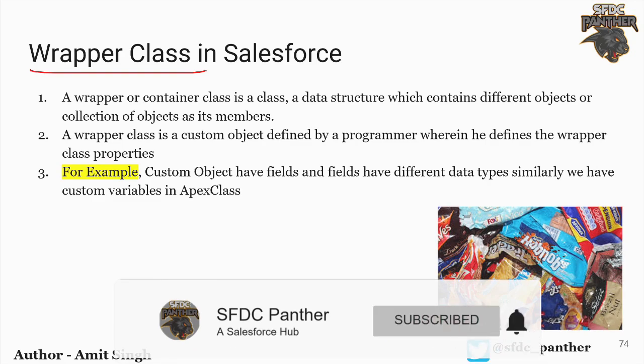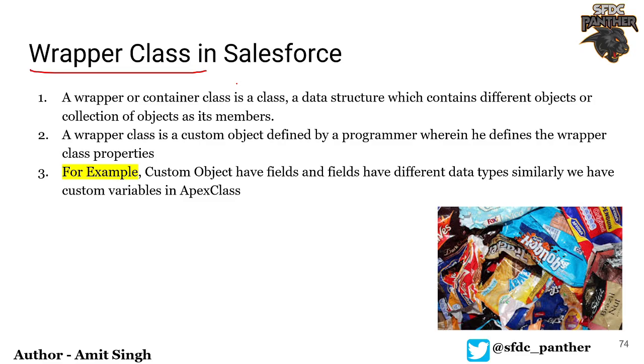So let's quickly start with wrapper class here. A wrapper class is nothing but a class that is developed by a developer, which contains various data types and various data structures. That might be a list of accounts or a list of strings. It can be a boolean, a number, or a string data type. It can also contain another inner class.